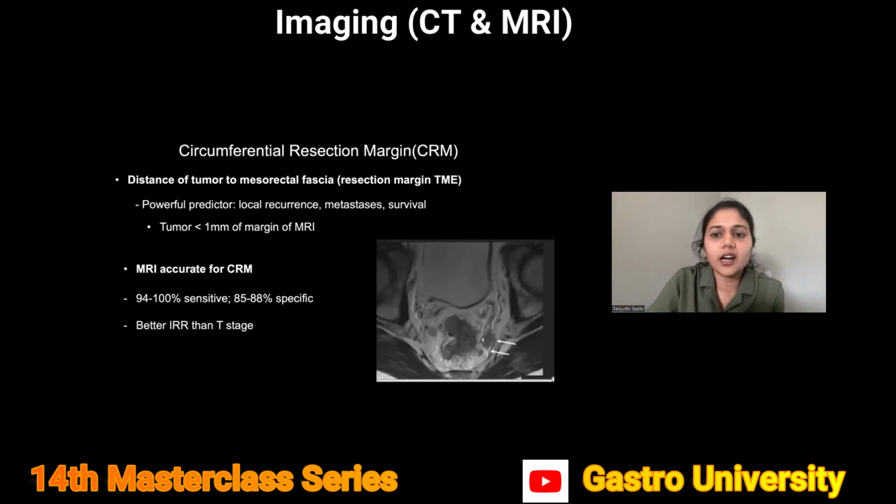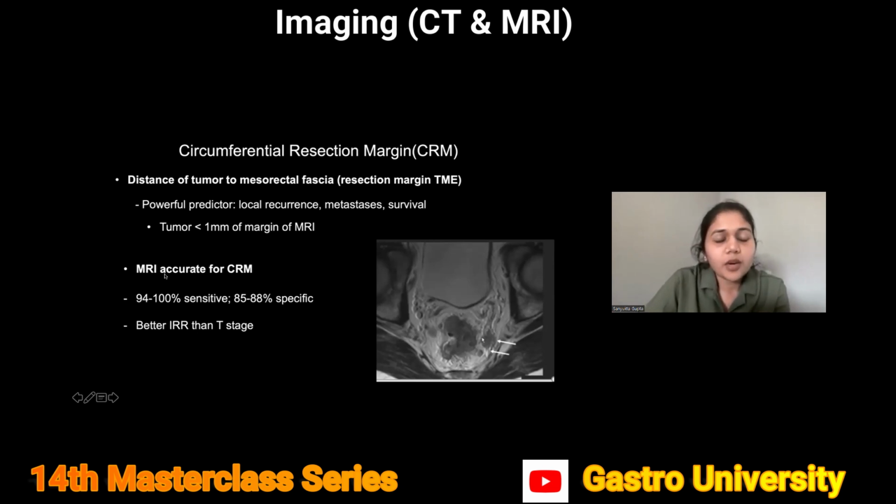So we have this CRM, and you need to define the CRM status on MRI. What is the CRM? It is the distance of the tumor to the mesorectal fascia. It basically defines the resection plane for the surgeon. And it has to be defined in terms of everything: the tumor distance from the MRF, the nodal distance from the MRF, and the deposits, if any present, whether they're sitting on the mesorectal fascia or what is the distance away. So usually if it's less than 1 mm, then it becomes CRM positive, or CRM is involved.